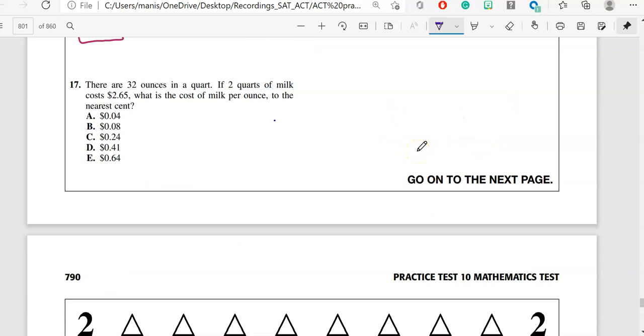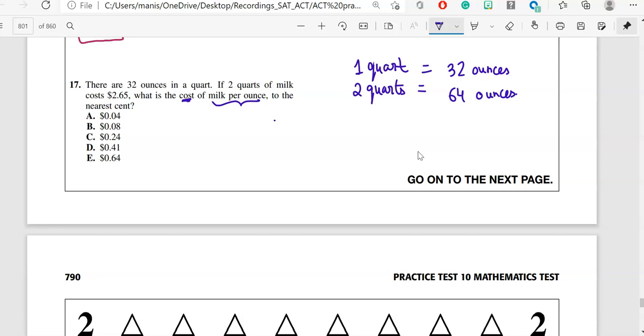There are 32 ounces in a quart. If 2 quarts of milk cost $2.65, what is the cost of milk per ounce to the nearest cent? So in this case, we have been given that in 1 quart there are 32 ounces. So what will happen in 2 quarts? That will be 32 times 2, it will be 64 ounces over here. Now as it says 2 quarts of milk cost $2.65, what is the cost of milk per ounce?